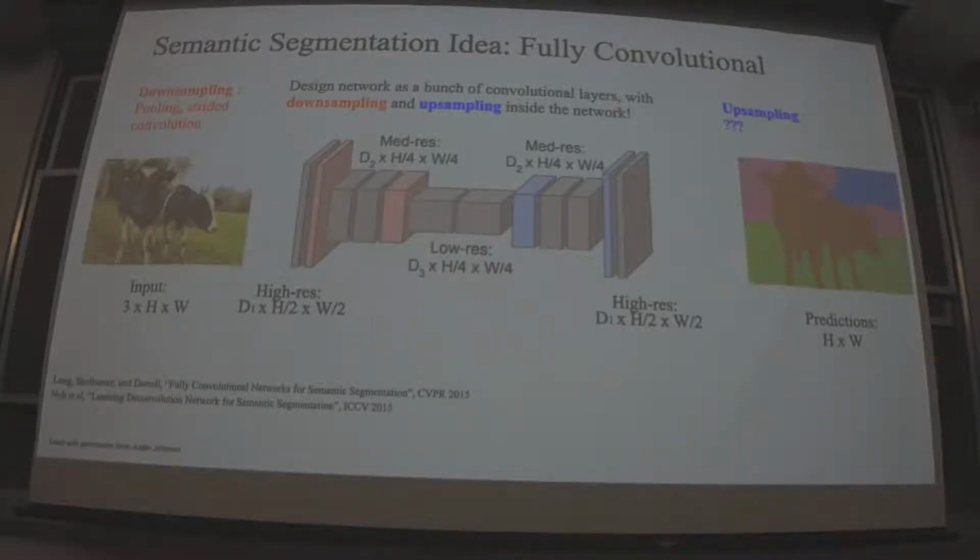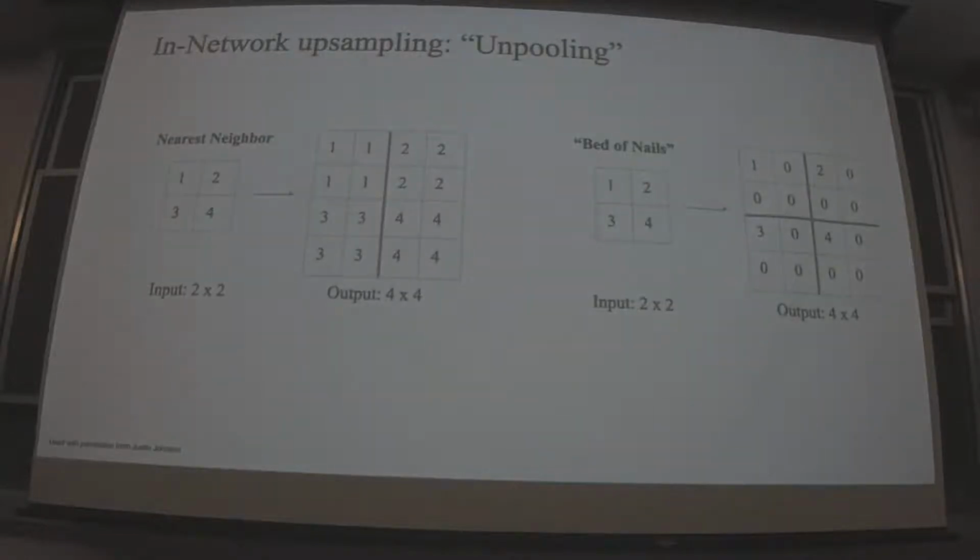Yeah, so we know how to do downsampling, pooling, stride convolutions, or stride greater than 1. How do we go back the other direction? So, just some naive ways to think about this, right? You want to go from a spatial extent of 2 by 2 to 4 by 4.